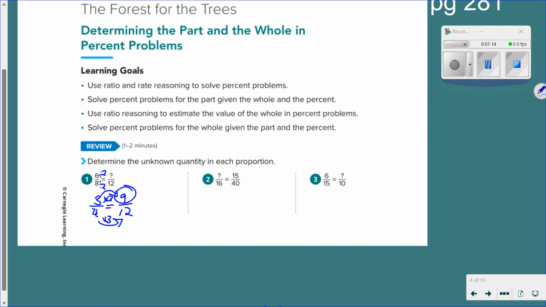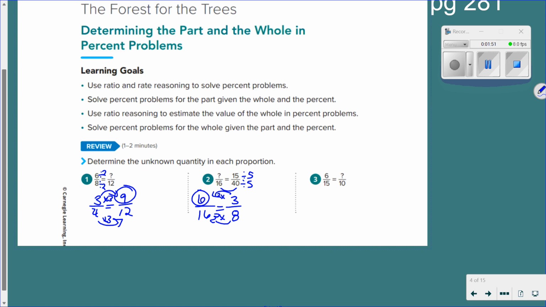All right. Number 2. I always have to start where I have a numerator and a denominator. So this time I'm starting behind the equal sign. Can I do something to 40 to get to 16 evenly? No. Can I divide or reduce or simplify 15 over 40? By what? By 5. And that gives me 3/8. Now can I do something to 8 to get to 16 evenly? Times 2. So 3 times 2 is 6.